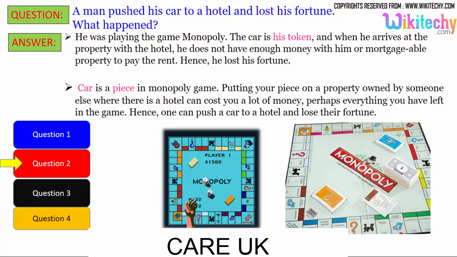So that's the answer. There is another answer, the same thing which I am repeating in a different manner. Putting a piece on a property owned by someone else where there is a hotel can cost you a lot of money, perhaps everything you have left in the game. Hence, one can push a car to a hotel and lose their fortune. That's the answer.